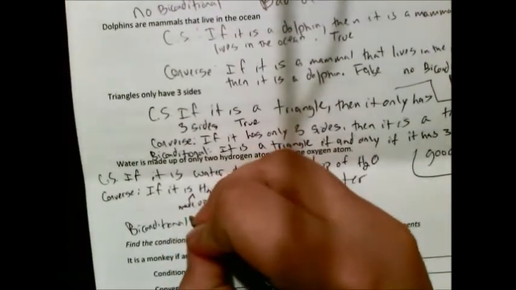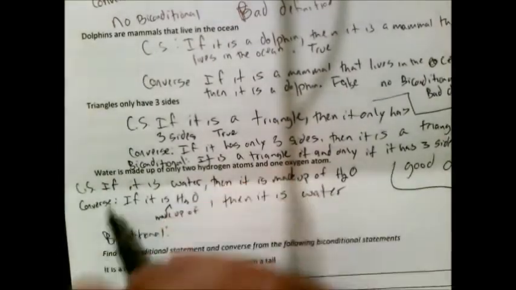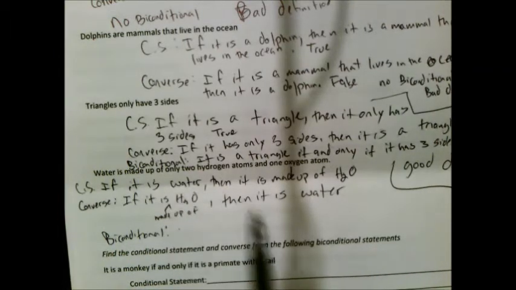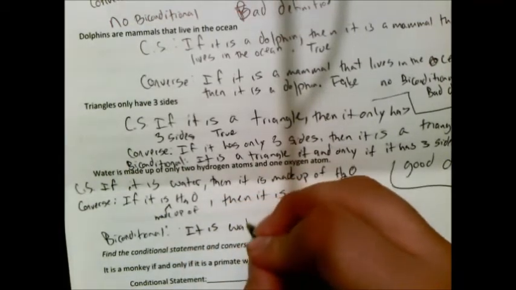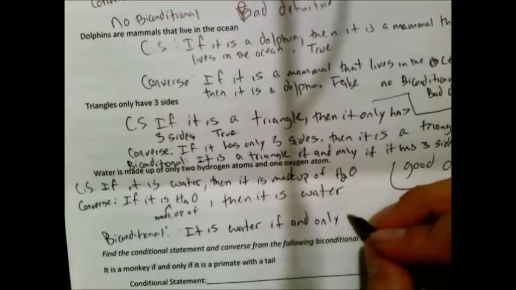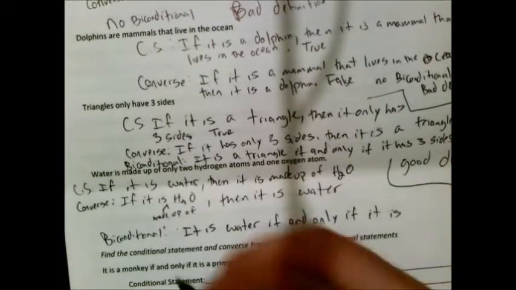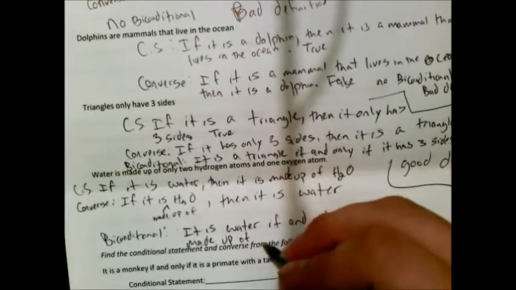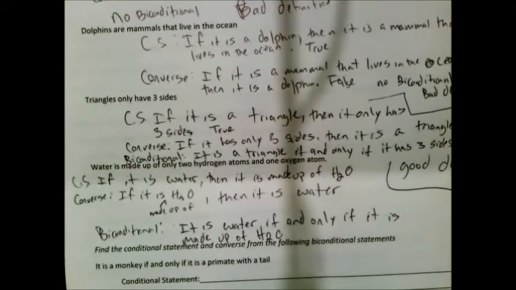Alright, biconditional is, remember, you're taking the if-then out of the conditional statement and you're writing "if and only if" between the hypothesis and conclusion. It is water if and only if it is made up of H2O. Alright, that's a biconditional.